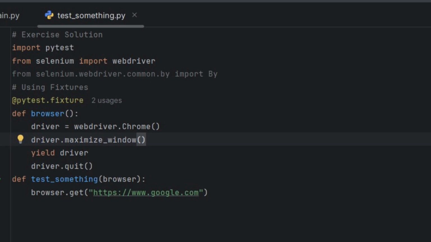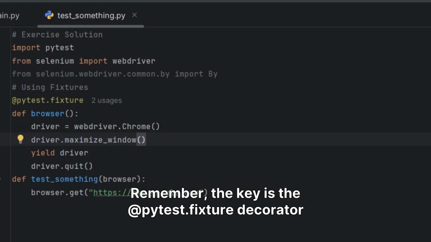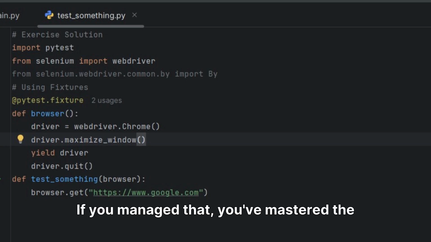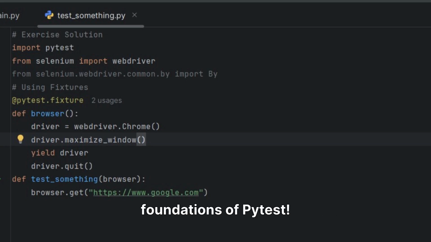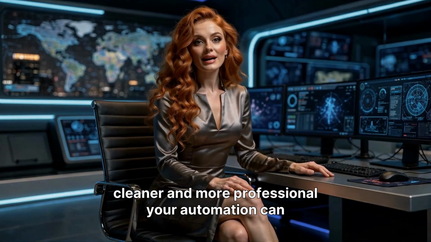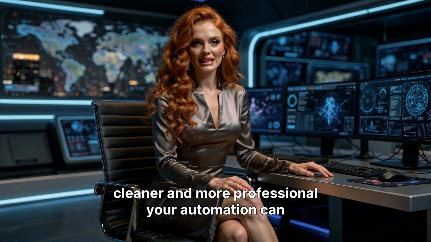How did you do? Remember, the key is the pytest.fixture decorator and dependency injection. If you manage that, you've mastered the foundations of Pytest. That brings us to the end of our Pytest introduction. I hope you're excited about how much cleaner and more professional your automation can become.